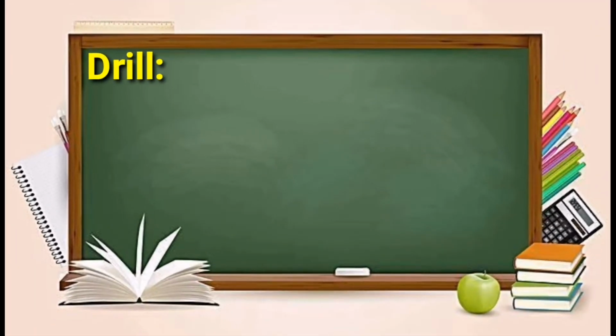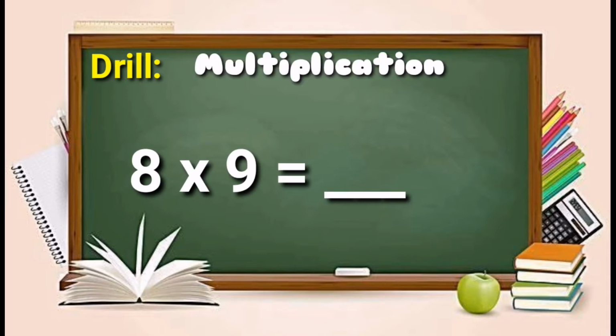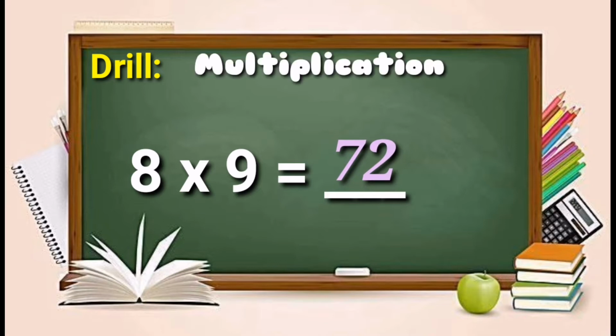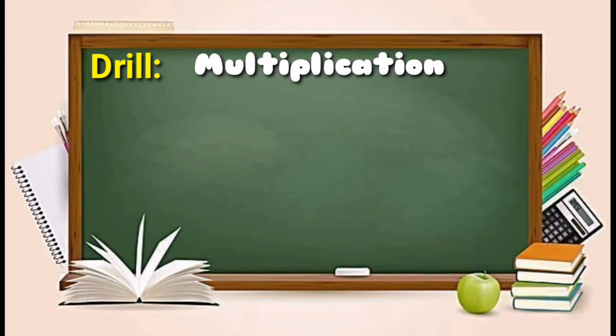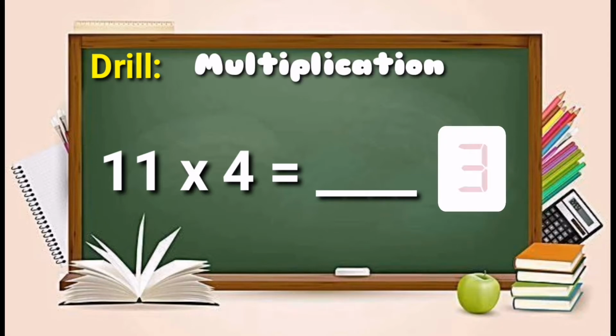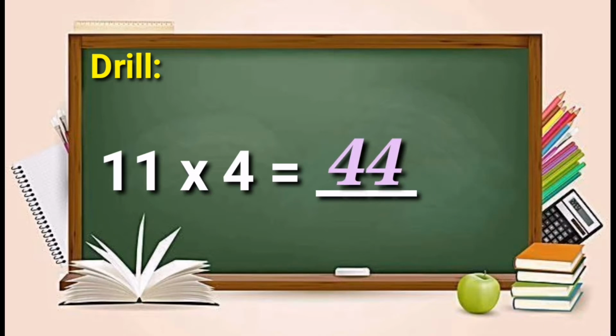But first, let us have a drill on basic multiplication facts. You have 5 seconds to answer. 1. 8 times 9. The correct answer is 72. Very good. Number 2. 11 times 4. The right answer is 44. Great!